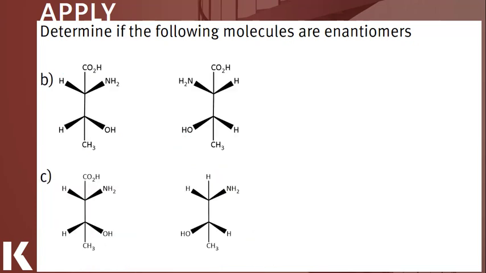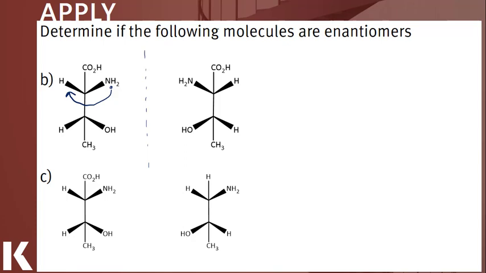All right, let's look at the next two examples. Do these molecules look like mirror images? We can draw a mirror right down the middle, and yeah, they're clearly mirror images. Are they superimposable? Well, no. No matter how we tried to spin the molecule on the left, we could not make it look like the one on the right. In fact, if we tried to move this NH2 so that it's on the left, then we would have to spin this molecule around.